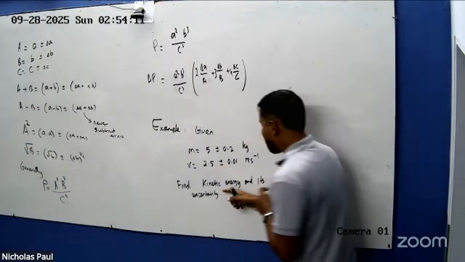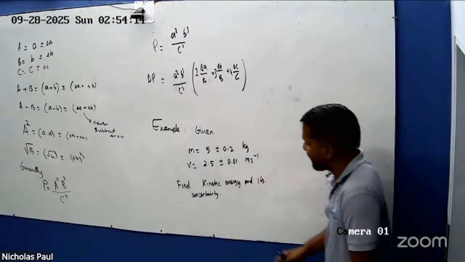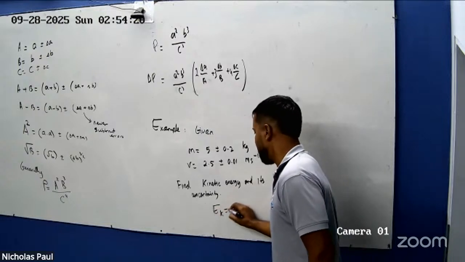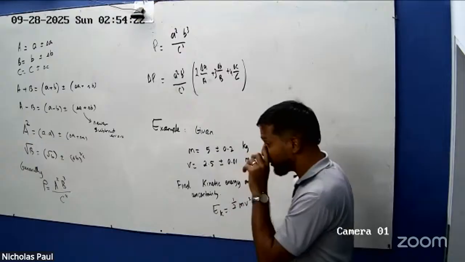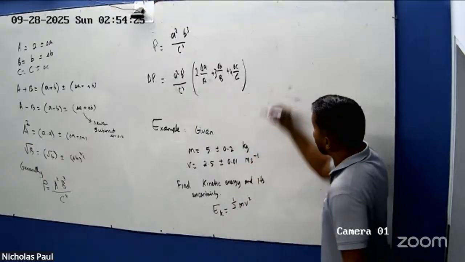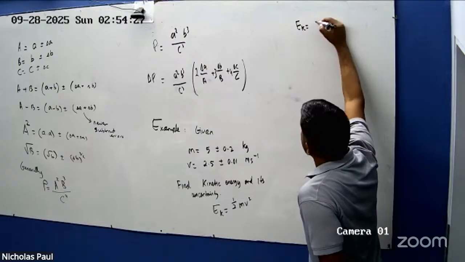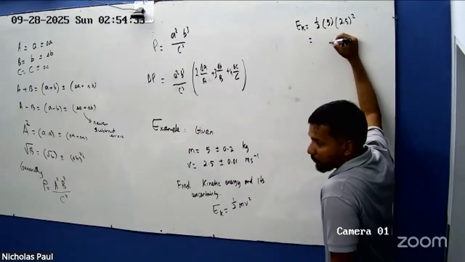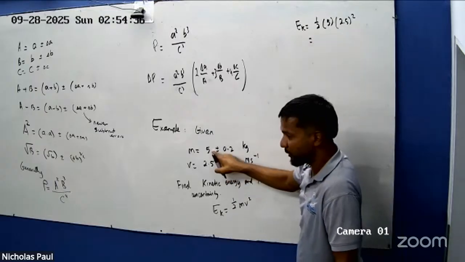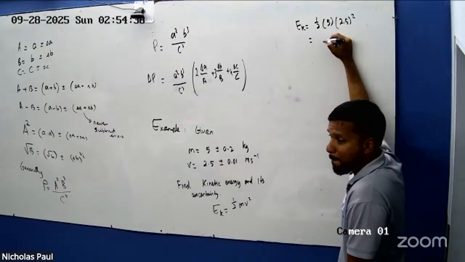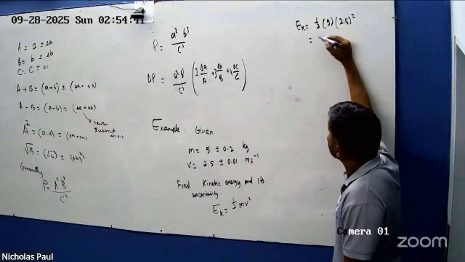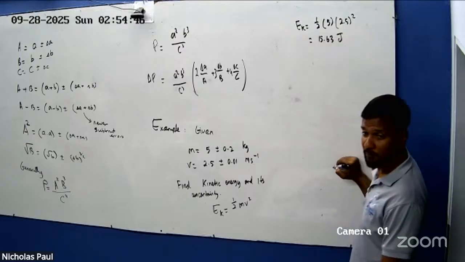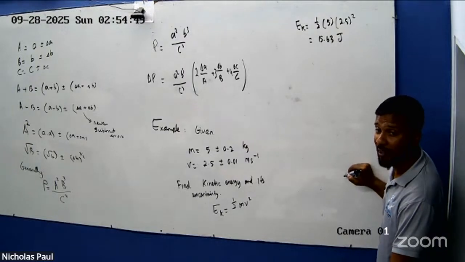So we need to find the kinetic energy and the uncertainty, and I gave you the uncertainties here. How do we find kinetic energy again? A half m v squared. The first part is to find the kinetic energy before we get the error. A half by 5 by 2.5 squared, using these values here. How much is that? 15.63. Let's leave it like that. Now we're going to get the error.